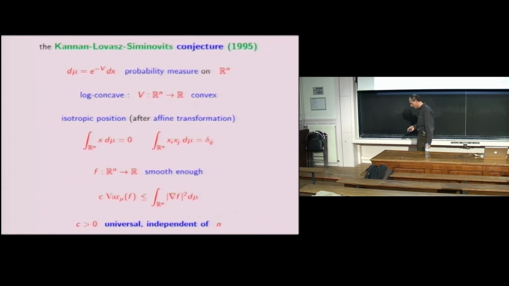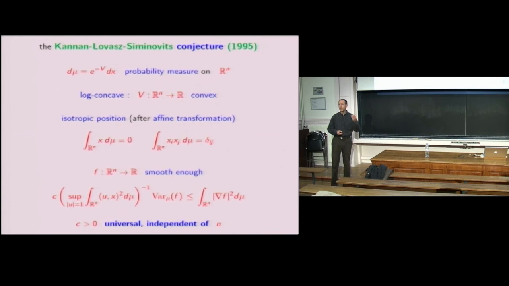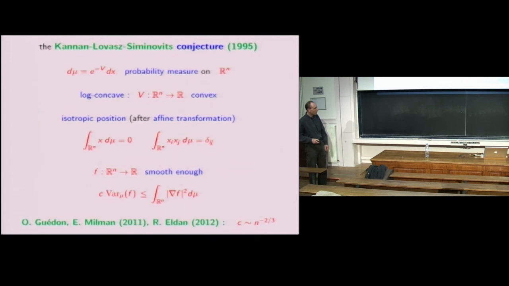If you don't like this normalization in isotropic position, you may rewrite the Poincaré inequality like this. You multiply the constant by this quantity, meaning that what you expect is that the best constant is actually achieved on linear functions. And it is expected that the constant is universal, independent of the dimension. We are very far off this. The best result known is of this order, which goes to zero.